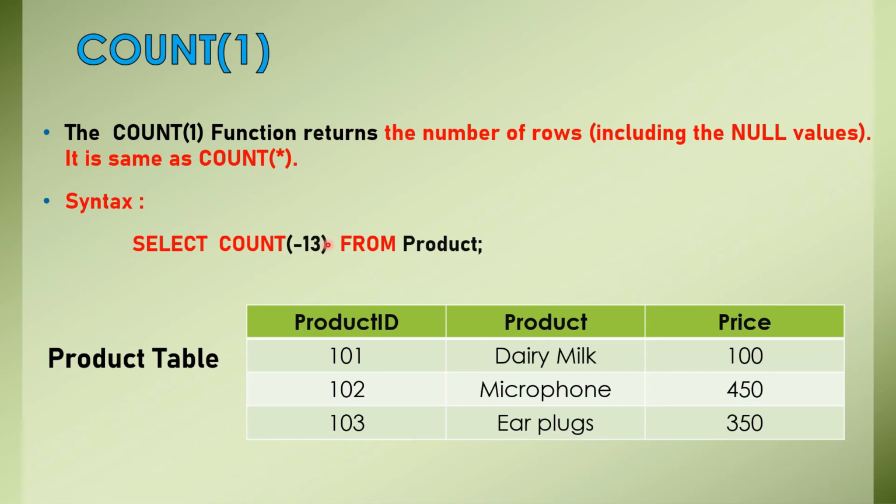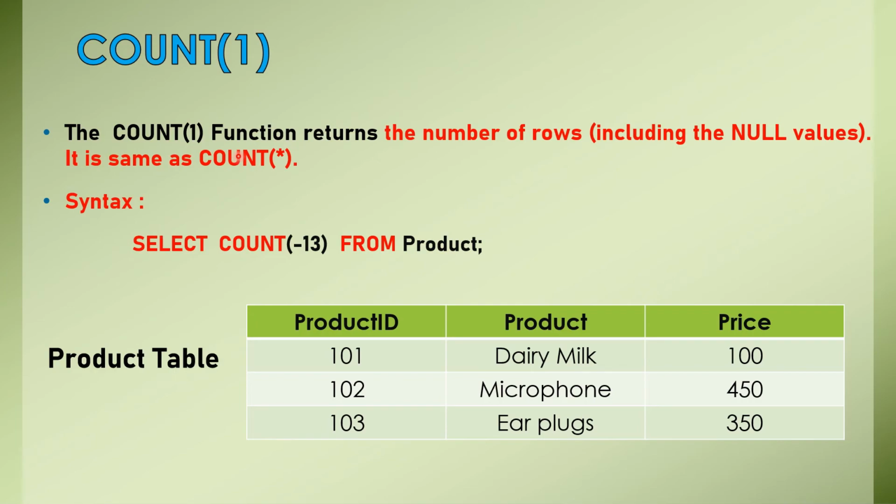So minus 13 is also accepted, 1 is also accepted, and both work in the same manner as count star, that is, they return the total number of rows including the null values. I hope you got this concept. If you have any doubt regarding these two commands, then kindly comment down below, I will definitely help you out.